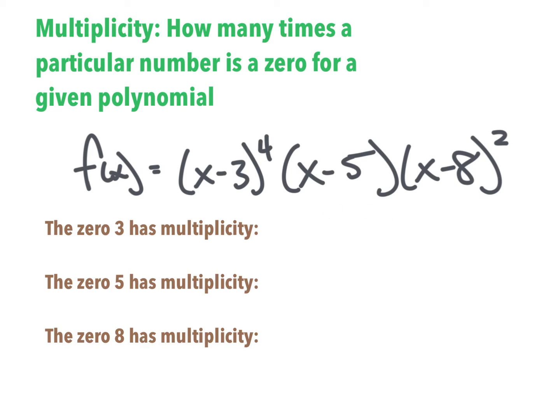x equals 5. x equals 8. So the multiplicity is just how many times is it a 0? Well, the 3 has multiplicity 4 because the exponent's 4. The 5 has multiplicity 1, and the 8 has multiplicity 2.